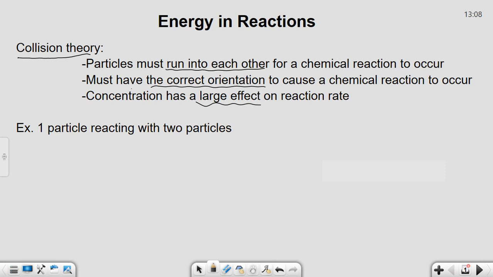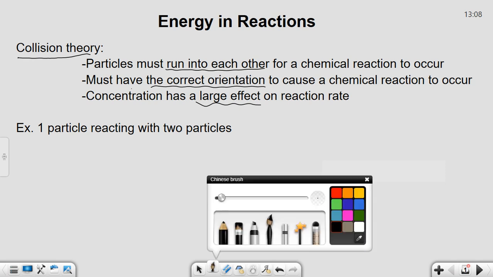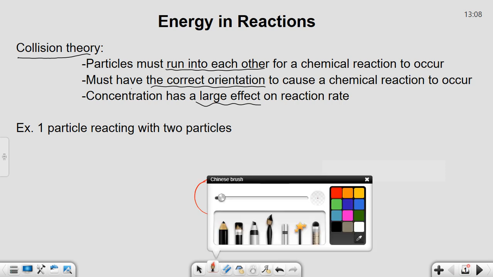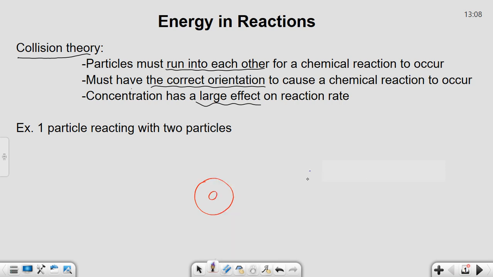So one particle reacted with two particles, for example. So I've got, let's go for red or blue here. Here's a nice red atom, and it's looking to react with, let's call this oxygen. And it needs to react with hydrogens. We got two little hydrogens here. Now, I don't know if you guys recall, but water, H2O, generally forms this kind of a shape.